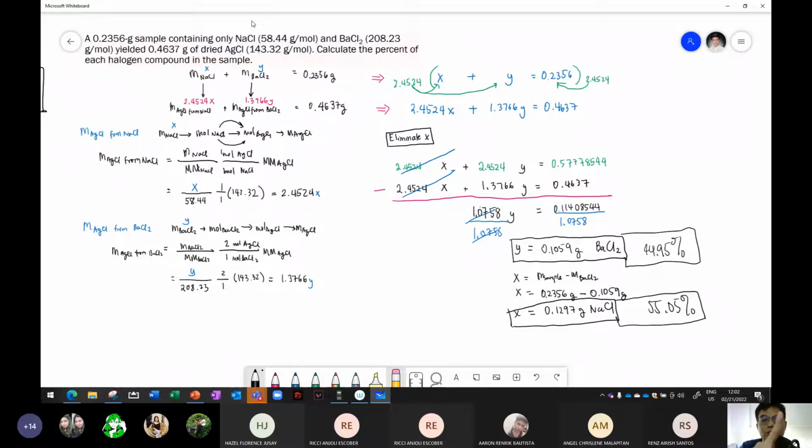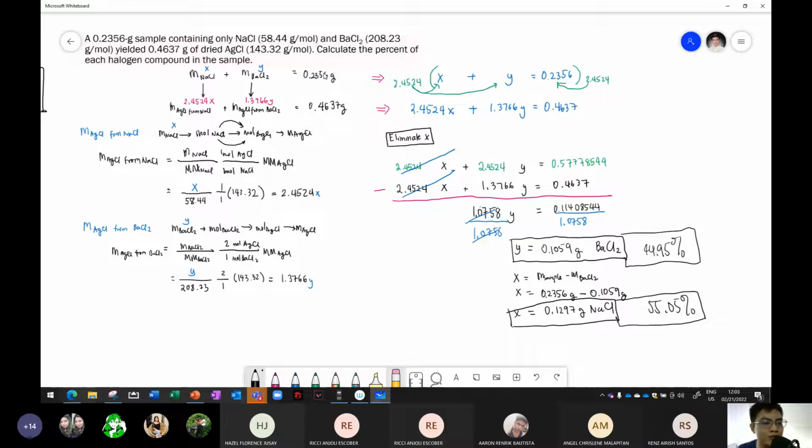The first equation must show the sum of the masses of your original compounds, your original mixture. So x plus y. The mass of your original unknown, plus the mass of the other original unknown, equals the mass of the sample. That's your first equation.